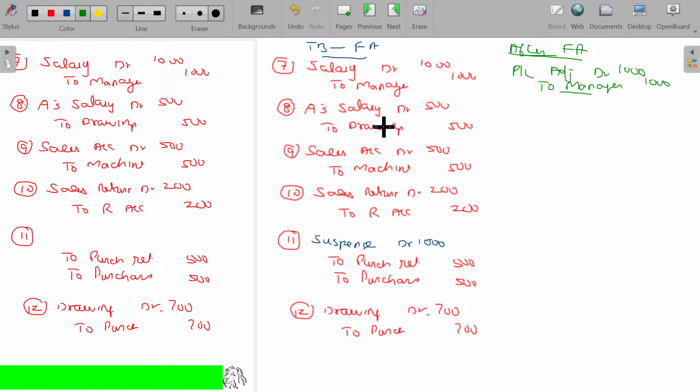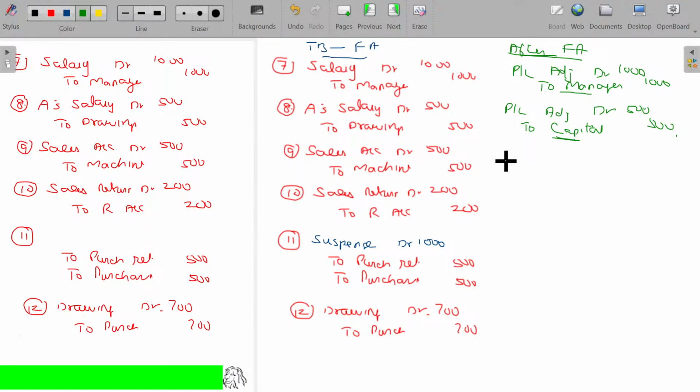Or you can pass it this way. A's salary can simply be P&L adjustment account, the eighth one only. P&L adjustment account, and drawings also capital account. P&L will also be adjusted in the P&L account, and capital is also going to be adjusted in the P&L account. This will be minus, this will be plus from the capital P&L account. It remains then 0. So no entry, or you can pass it. Usually no entry, as no impact will be available finally.